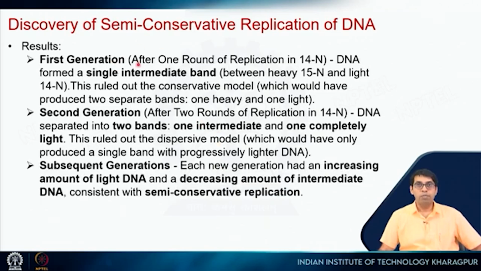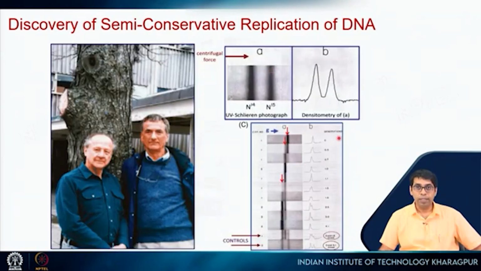So first, initially both were double stranded. In the first generation, they found this intermediate band, which was a mixture of N15 and N14. Then from the second generation onwards, they found a new band where both strands were N14, but they never found both strands with N15, right? And that is shown here.